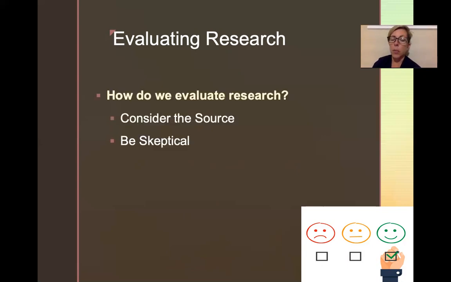We also want to be very skeptical in terms of how we evaluate research. We tend to consider researchers as authorities, and we don't want to do this when we're evaluating research, because we want them to have to explain to us exactly how they found what they found. It's not enough to just say, this is the way it is.